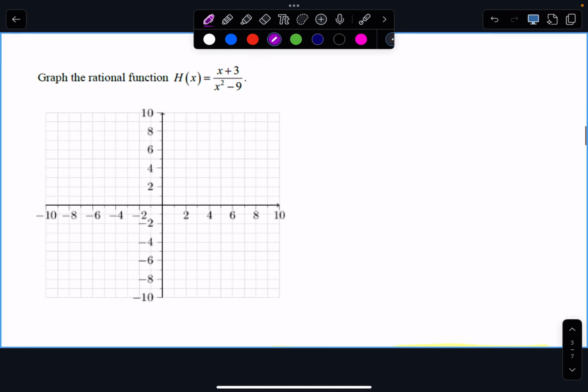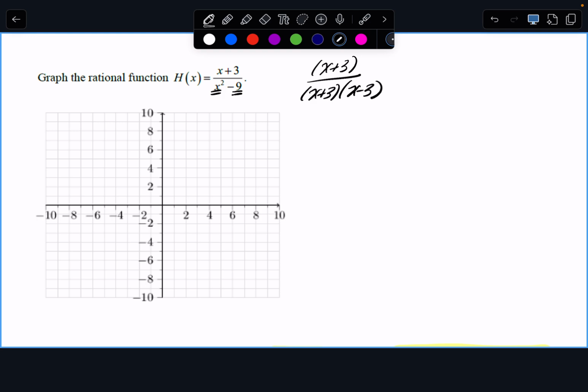Okay, so let's practice one with a hole. It's not any harder. So they just say on the test graph. So you would say, I'm going to factor the top, factor the bottom. So we have an x plus 3 on top. I'm going to use parentheses. And on bottom, x squared minus 9 factors to be x plus 3 and x minus 3. Do not divide out the x plus 3's. You have to state vertical asymptotes and holes first.